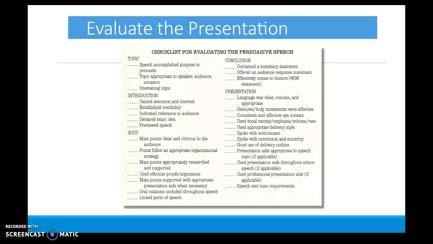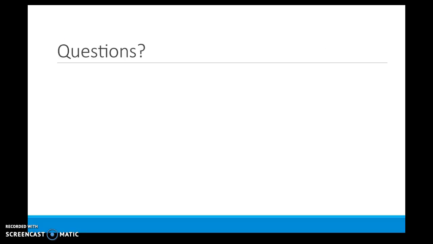So that ends this week's presentation. Here's a good checklist for evaluating the persuasive speech that you can use both for evaluating your own speech and for evaluating your peers. Like I said, this week we focus a lot on organization and on what fallacies to avoid. So what you want to do now is go through the information for this week and let me know any questions you may have.